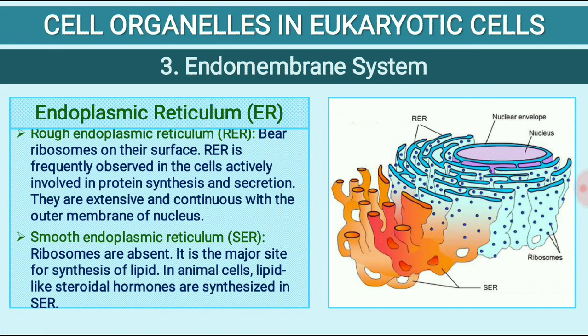The endoplasmic reticulum bearing ribosomes on their surface is called rough endoplasmic reticulum. In the absence of ribosomes they appear smooth and are called smooth endoplasmic reticulum. RER is frequently observed in the cells actively involved in protein synthesis and secretion. They are extensive and continuous with the outer membrane of the nucleus. The smooth endoplasmic reticulum is the major site for synthesis of lipid. In animal cells, lipid-like steroidal hormones are synthesized in SER.